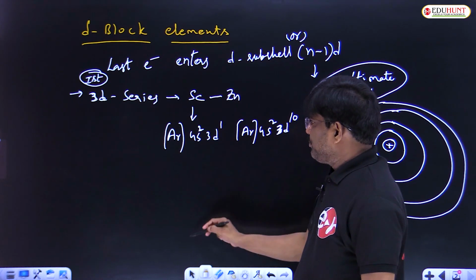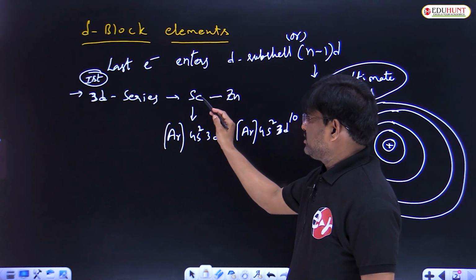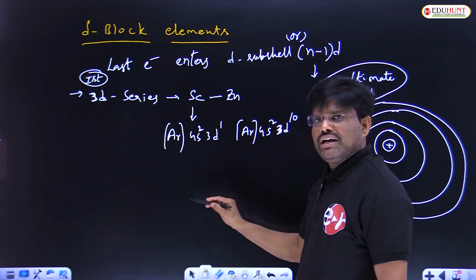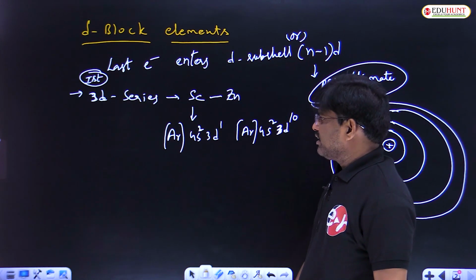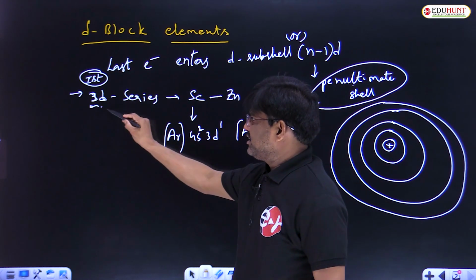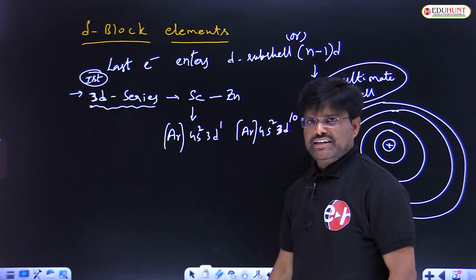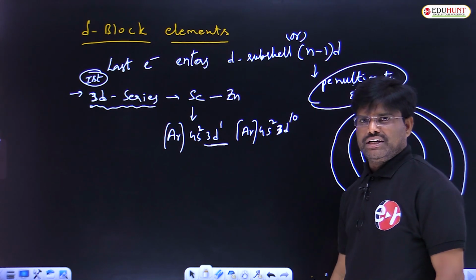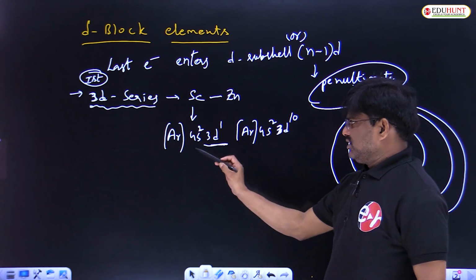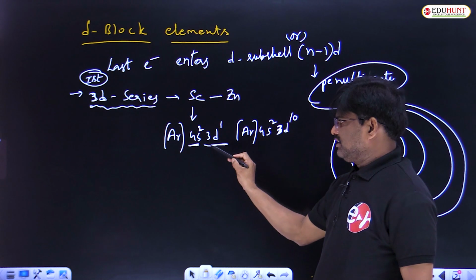For all group 3 elements, scandium, yttrium, lanthanum, actinium, this is ns2 (n minus 1) d1. This is the 3D series. Here the differentiating electron enters into the 3D subshell, the penultimate shell. This is the valence shell, this is the penultimate shell.